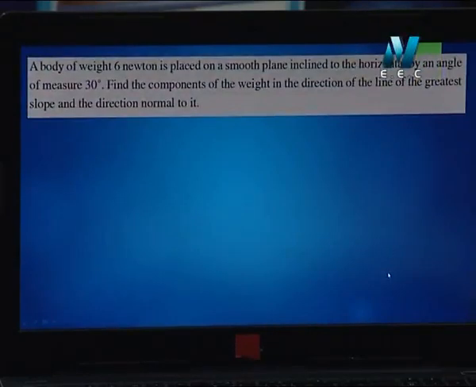We have an example here. A body of weight 6 Newton is placed on a smooth plane inclined to the horizontal by an angle of measure 30 degrees. Find the components of the weight in the direction of the line of greatest slope and the direction normal to it.